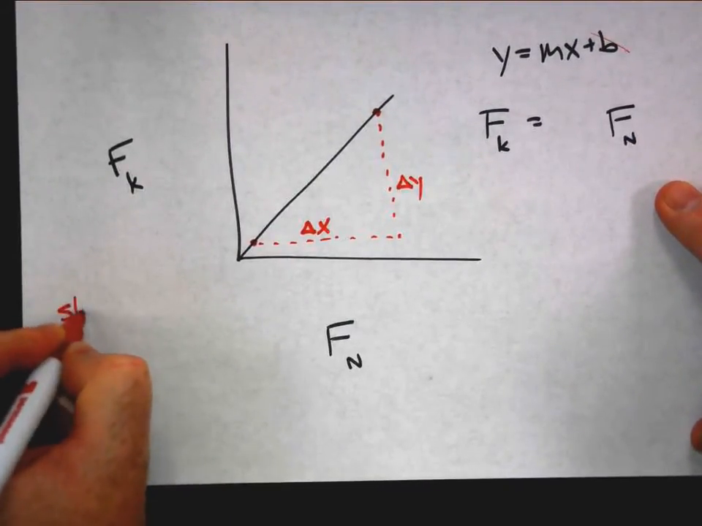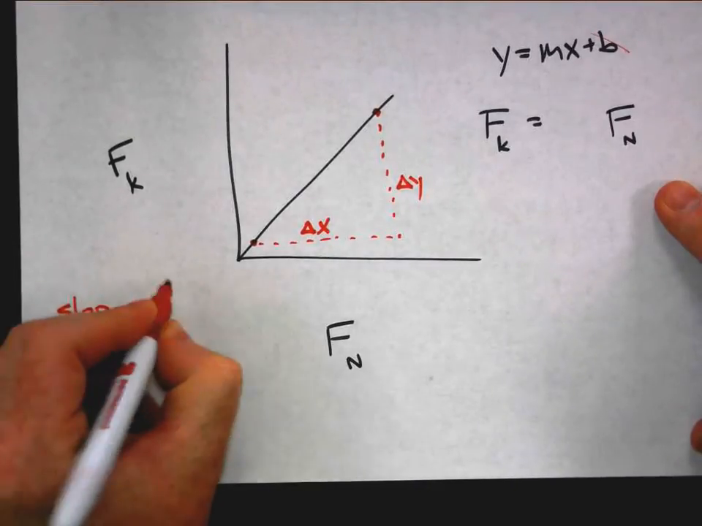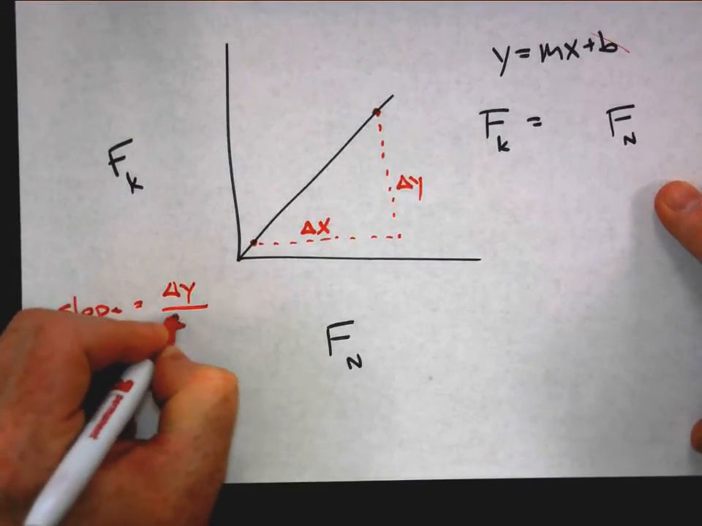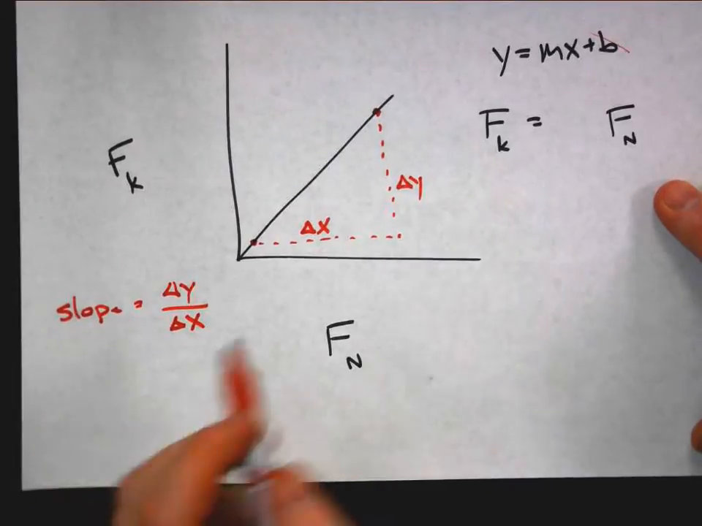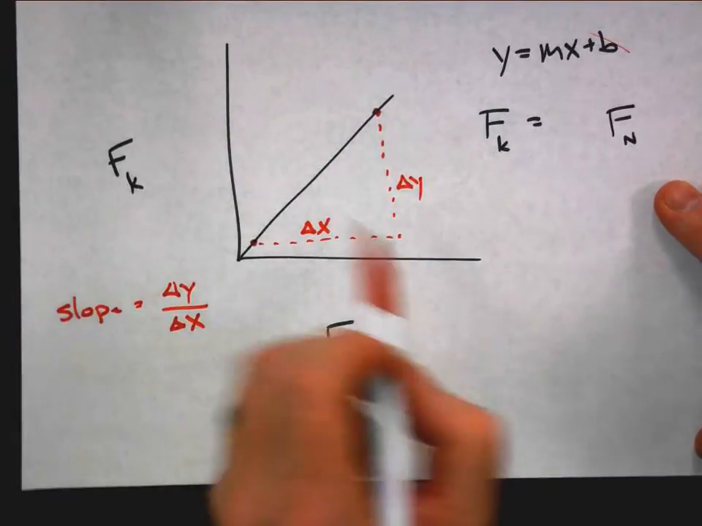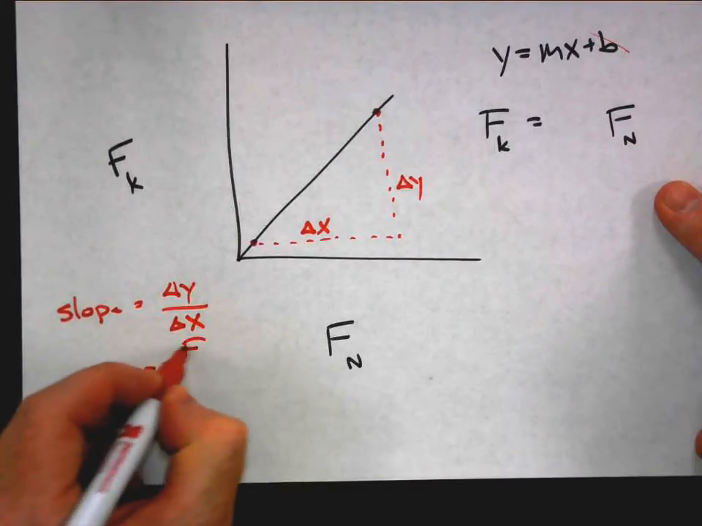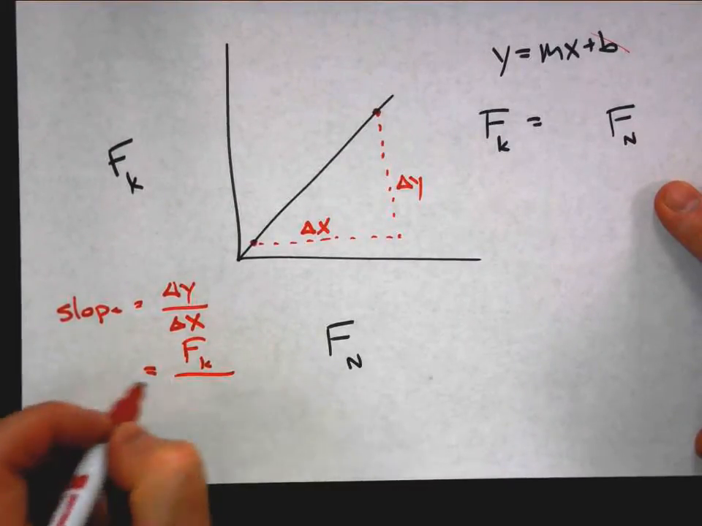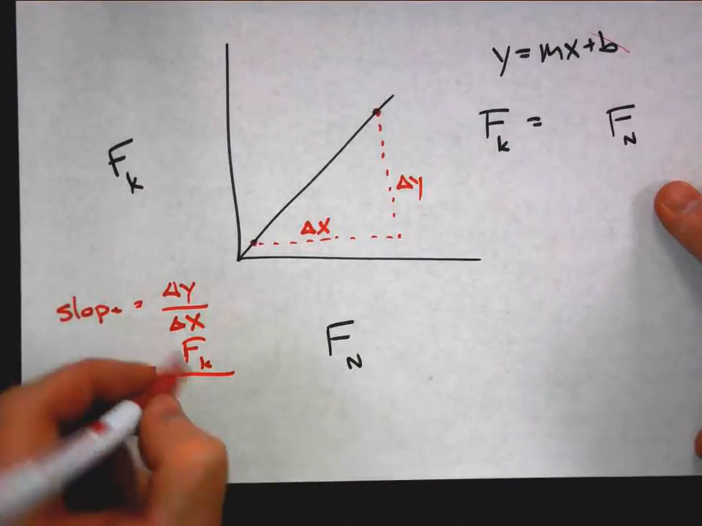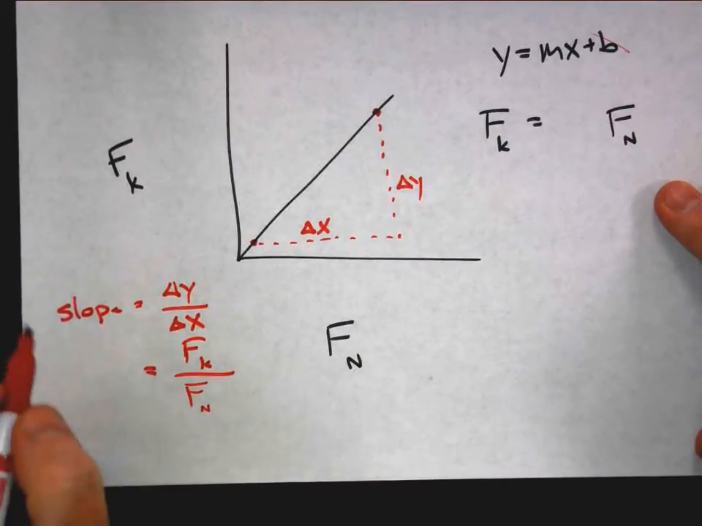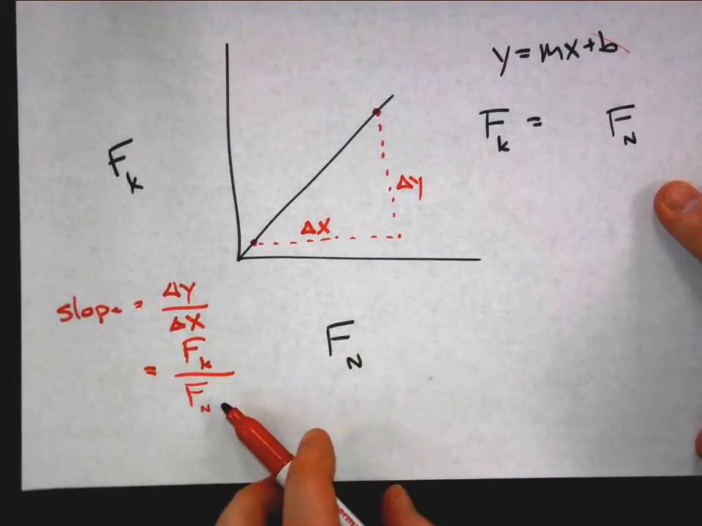And so let me set that up over here, because I've got some room over here. So slope, rise over run. Easy enough. But look at this. The rise is going to be made up of values that are kinetic friction values. The run is going to be made up of values that are normal force values. So this slope is basically kinetic friction divided by normal force.